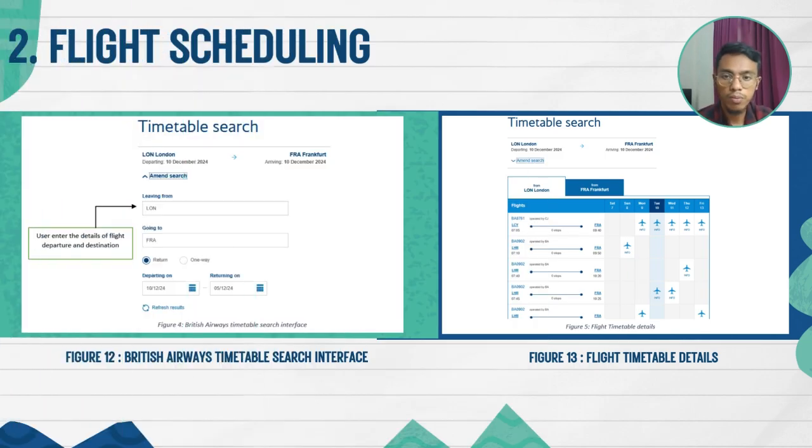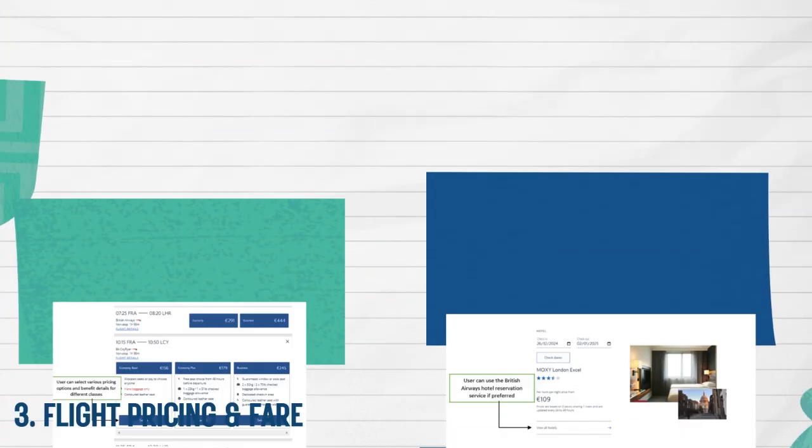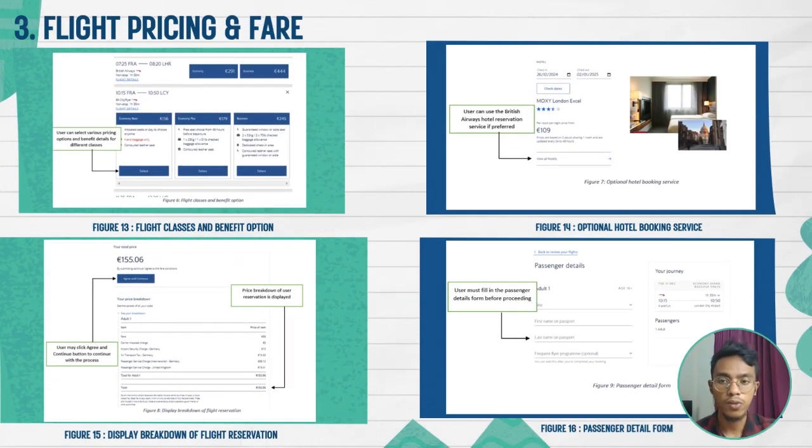Alright, now we'll be looking at the flight scheduling submodule interface. First, in this section, the user will encounter the British Airways timetable search interface to enter the details of the flight. After entering the required details, the user will be displayed the information of the flight schedule and the flight timetable detail interface. And now for this section, we'll go through the flight pricing and fare submodule interface.